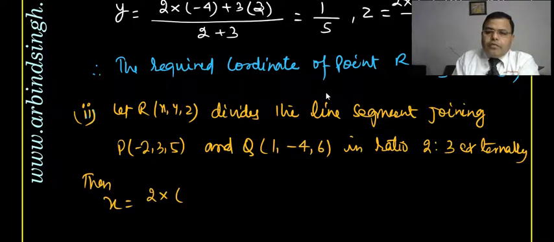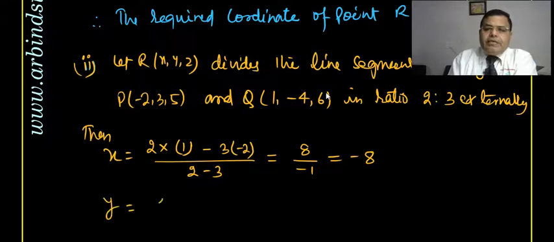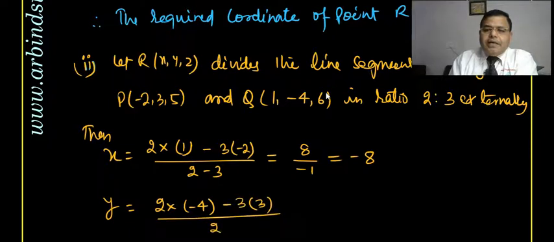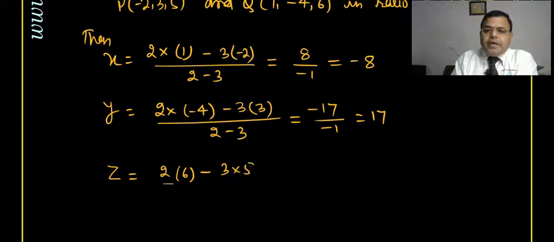2 into 1 minus 3 into minus 2, so 2 plus 6 is 8, divided by minus 1, that is minus 8. And similarly, y is equal to 2 multiplied by minus 4 minus 3 multiplied by 3 divided by 2 minus 3, that will be minus 8 minus 9, minus 17 upon minus 1, that is 17. And z coordinate is 2 into 6 minus 3 into 5 divided by 2 minus 3, that is 12 minus 15, minus 3 upon minus 1, that is 3.